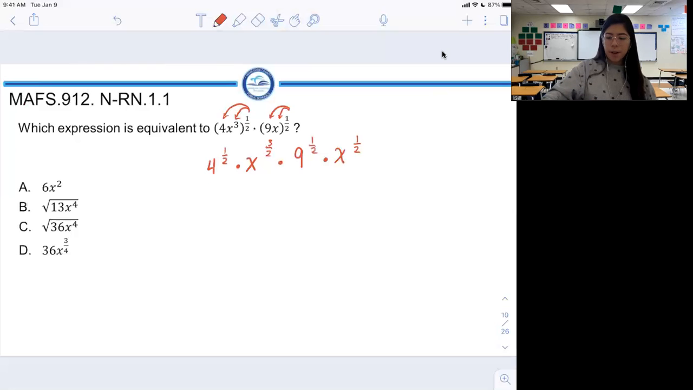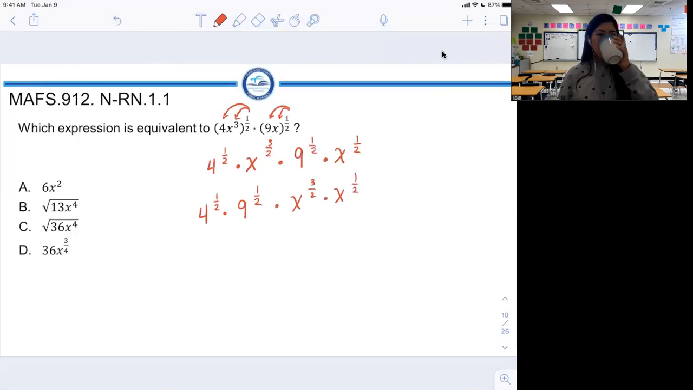Now, can I rewrite this an easier way for myself? I think you could do it with the x's, because they have the same variable. So why don't we move things around? 4 to the power of 1/2, 9 to the power of 1/2, x to the power of 3/2, x to the power of 1/2. What are some things I can do now? Which exponents can I add? 3/2 and 1/2. Good, just these.